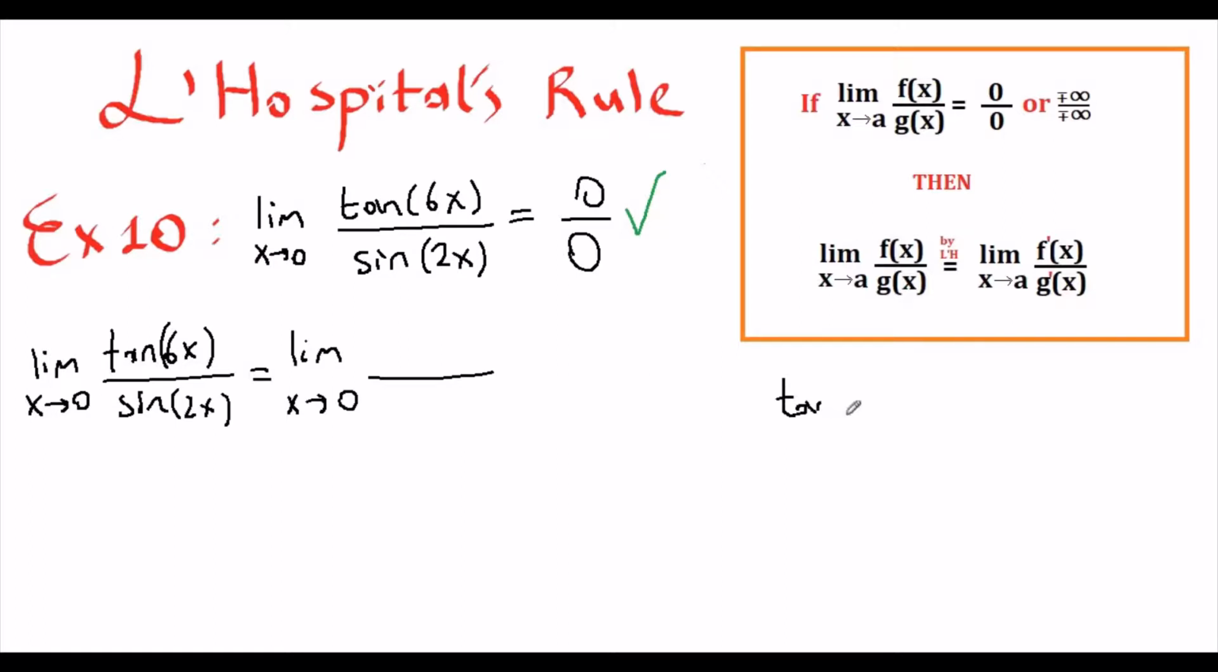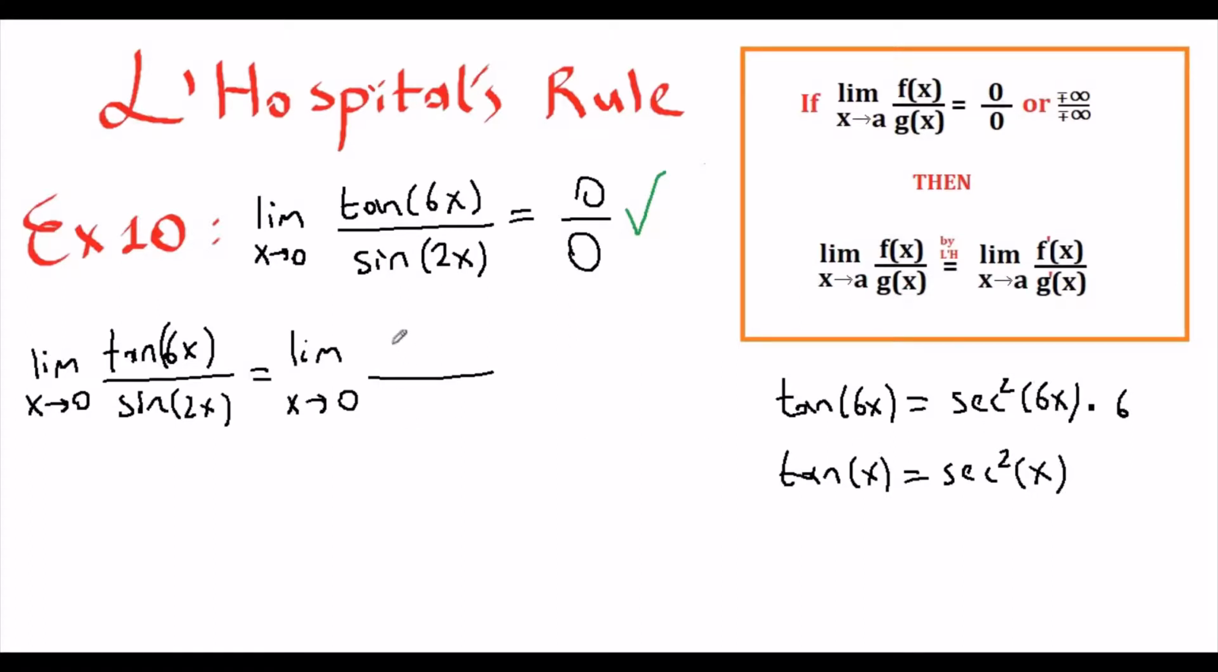Derivative of tangent of 6x is secant squared of 6x times the derivative of the inside function using the chain rule. Derivative of tangent of x is secant squared of x. Here we apply the chain rule. So on top we obtain 6. Instead of secant squared, we can use 1 over cosine squared. Secant squared of x is equal to 1 over cosine squared of x. So here, instead of secant squared of 6x, we can use 1 over cosine squared of 6x.